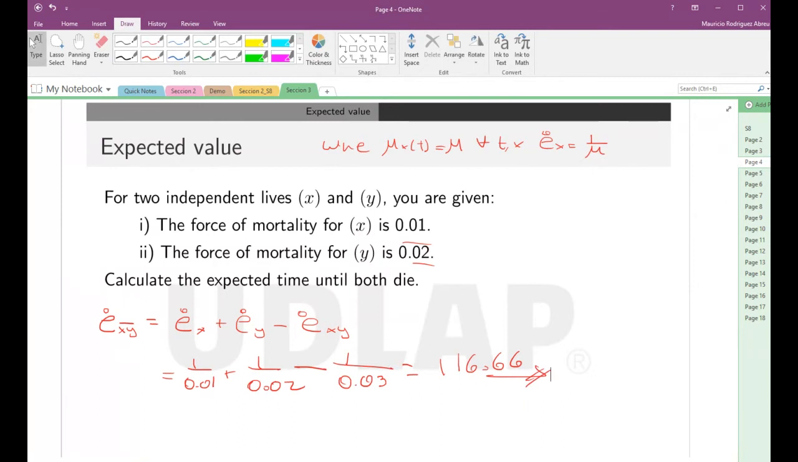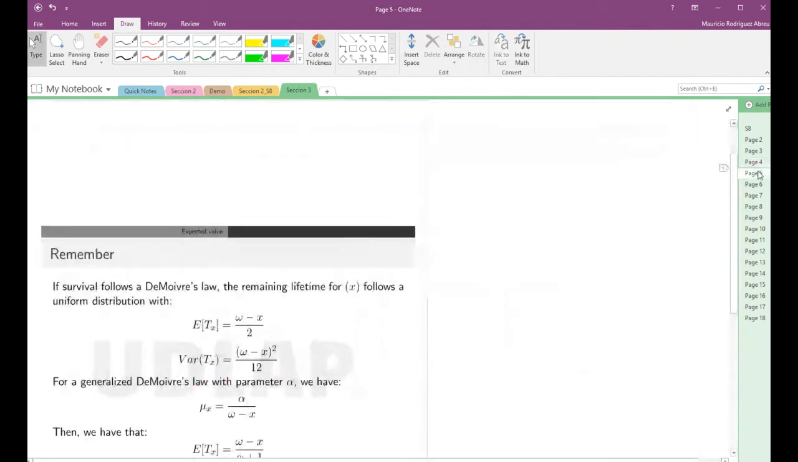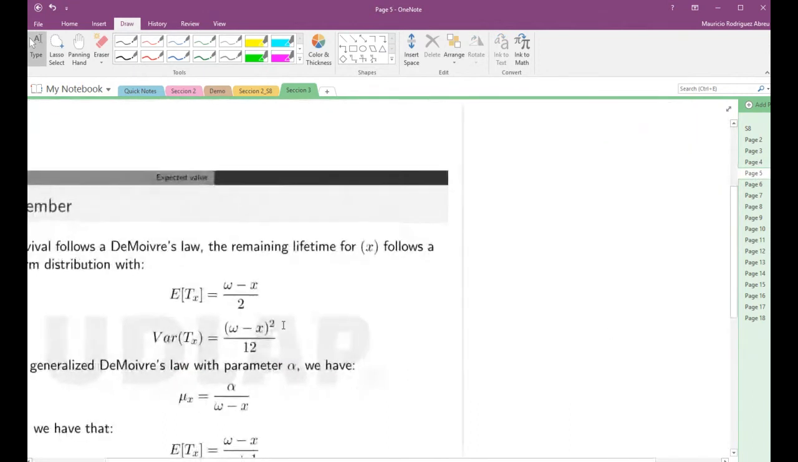Okay, so of course, the exam that we will have is not going to be as easy as this, but again, this is just being practical. The force of mortality is constant, so I can just get the expected value, or the life expectancy, as the reciprocal of the force of mortality. And then just remember that if I want to estimate the joint force of mortality and I have the two individuals, I just need to add them. Again, this is just practice and practice and practice. Okay, so let's move to more interesting things.